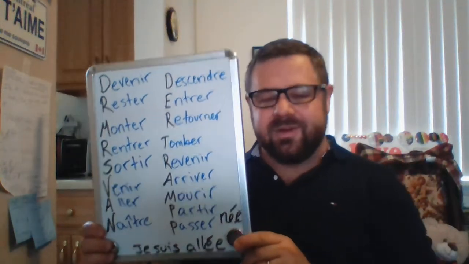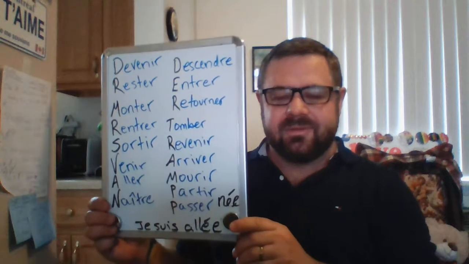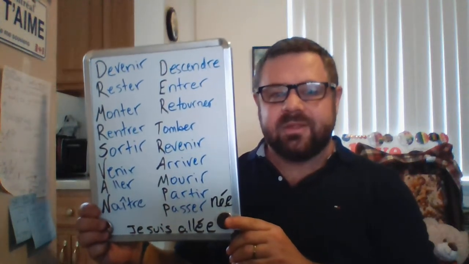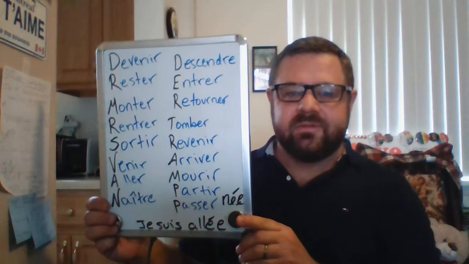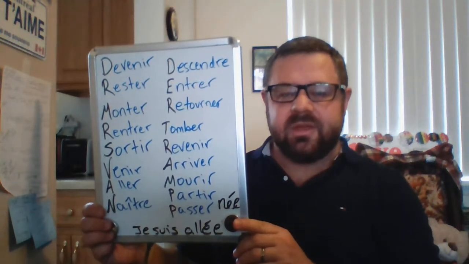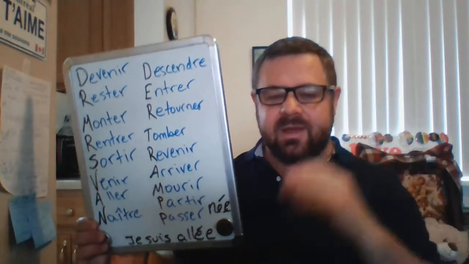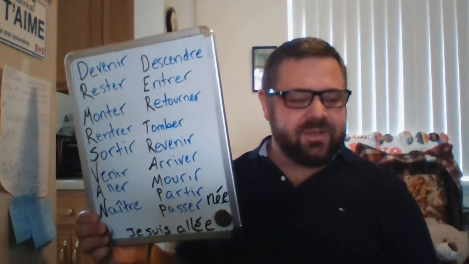Aller, monter, arriver, retourner, entrer, rentrer, tomber, descendre, revenir et devenir, sortir, partir et mourir, venir, naître, avec être. Aller, monter, chantez avec moi, sing with me if you want to. Aller, monter, arriver, retourner, entrer, rentrer, tomber, descendre, revenir et devenir, sortir, partir et mourir, venir naître, avec être. So again, you know the song Alouette, right?